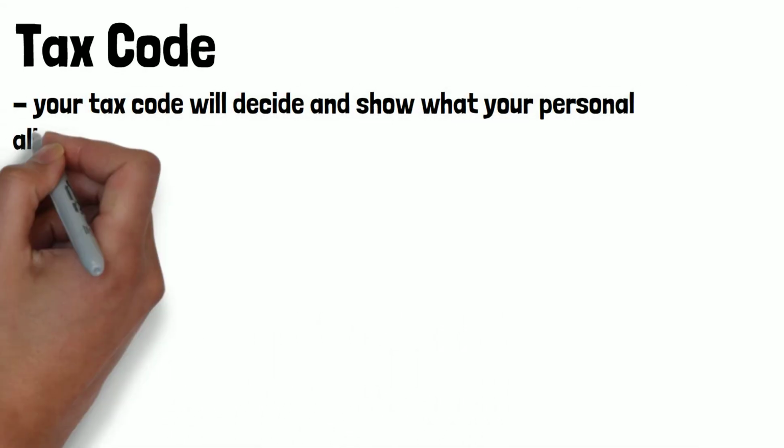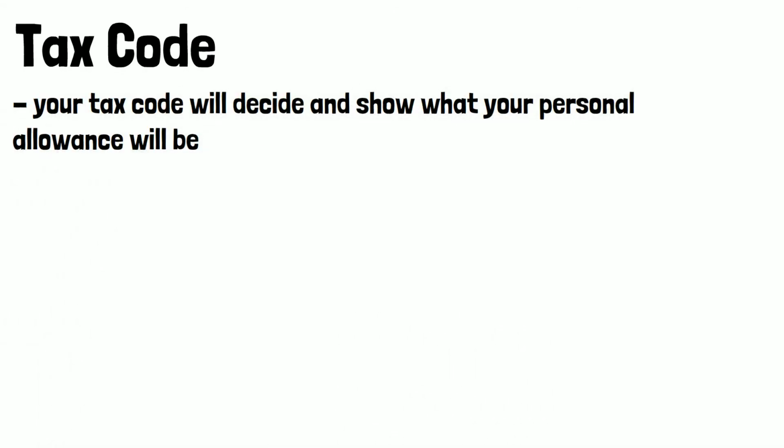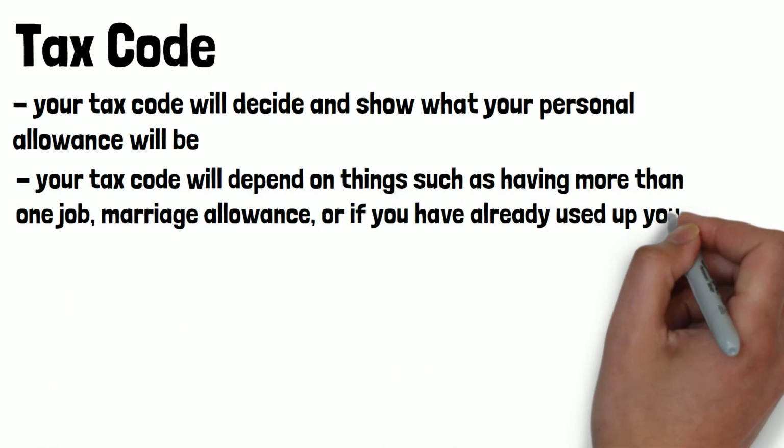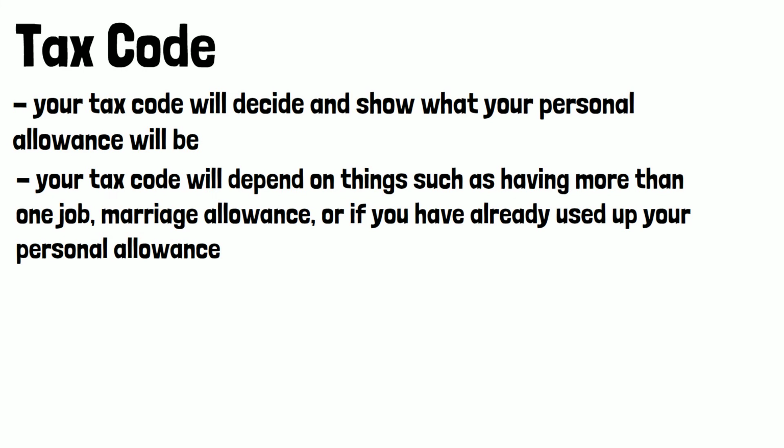Everybody is given a tax code for their employment, and this will be found on your payslips and forms such as a P60. It is your tax code which has an impact on how you'll be taxed and shows what your personal allowance will be. This personal allowance is the amount of income on which you will not pay income tax. A person's tax code will be dependent on things such as if you have more than one job, any marriage allowance, or if you have already used up your personal allowance for the year.